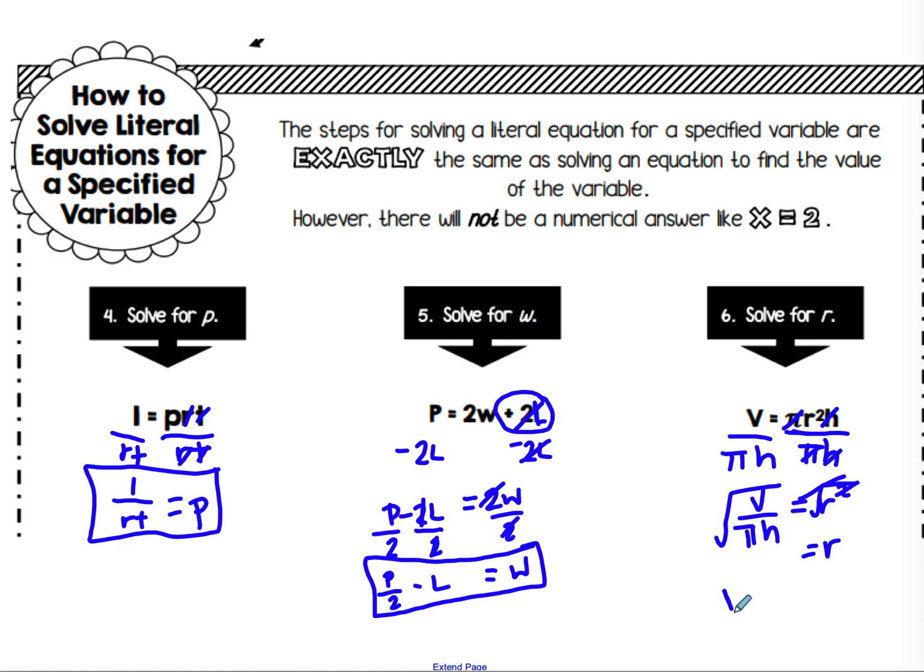And over here, there's nothing I can simplify, so I just have to write it as volume divided by pi times height, and then I've got the square root of that one.